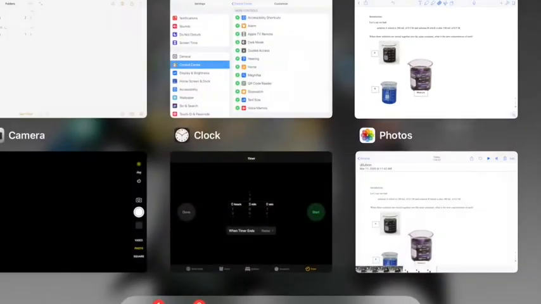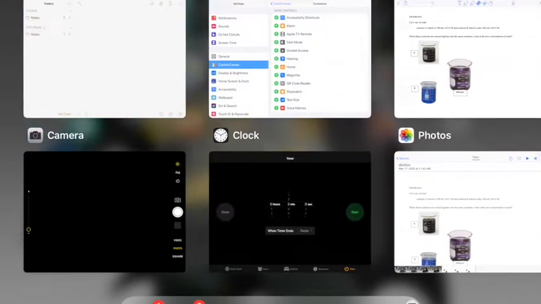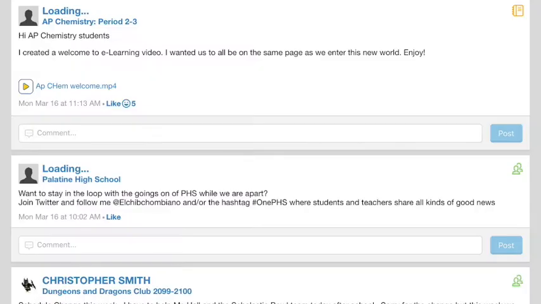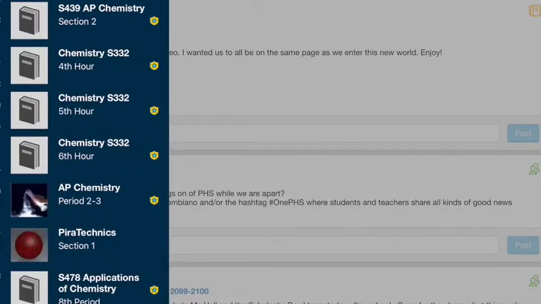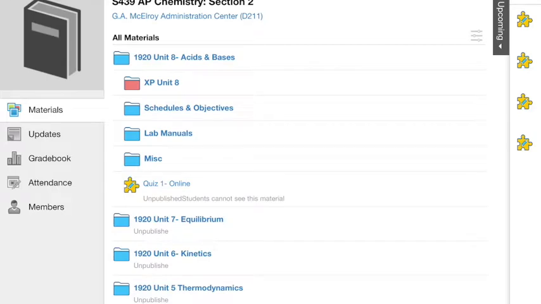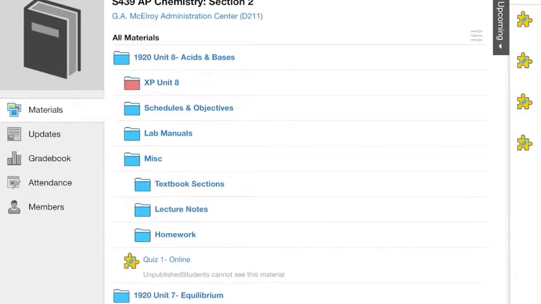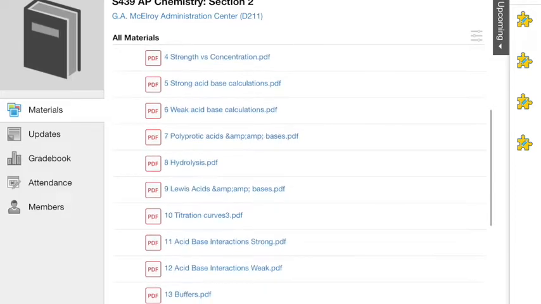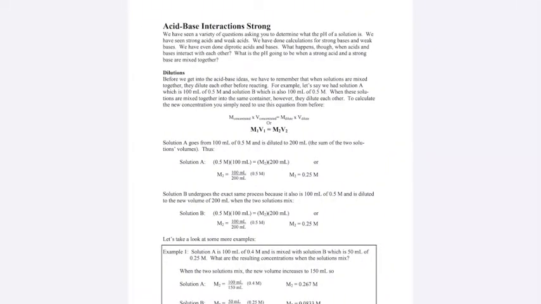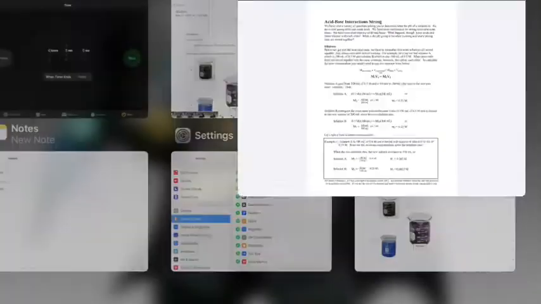By the way, if you'd like to follow along, we are in the Schoology page, and all I have done is live cast the lecture notes section so you can follow along with the textbook section. I am in textbook section number 11, acid-base interactions strong. I'm just going to walk through some of the problems that are here. So if you want to export this to Notability and follow along with that, that's great. Or you can follow along with what I've got here on the Notability.